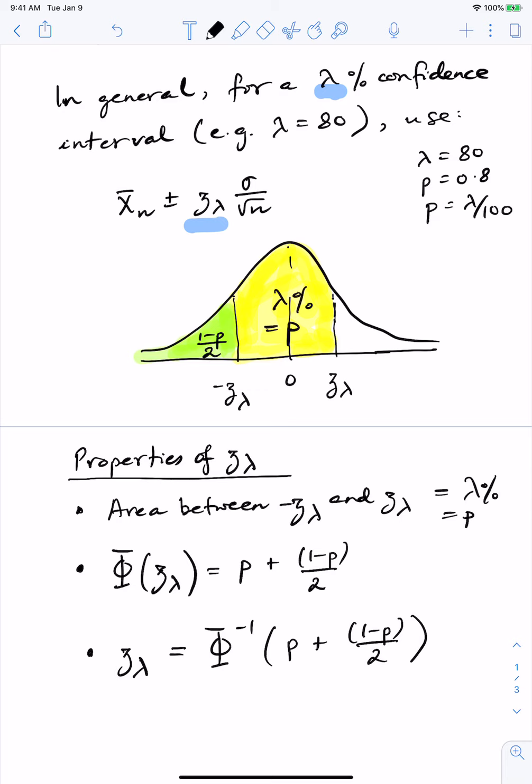And so, for example, if lambda was 80, then the two tails together are 20, and so the green part is worth 10%, and so z lambda is in fact the 90th percentile of the standard normal curve. And you can find that by taking phi inverse, or in Python stats.norm.ppf of 0.9 will give it to you.